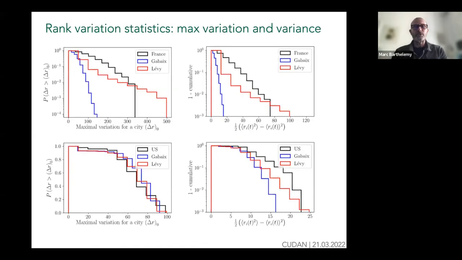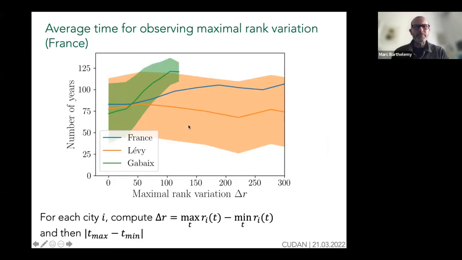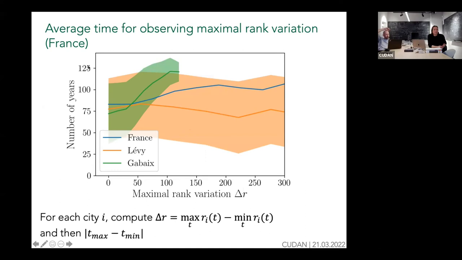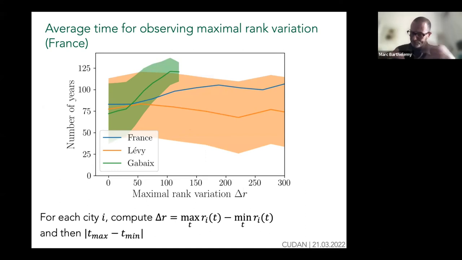So the dynamics I was showing was the rank clock, but let me see this. For example, this is the typical time, the number of years to see some rank variation. So here we looked in France, where we have more than 100 years of data. You just look at the ranks of the cities, and this is something easy to get. And what we showed here is that the standard models are unable to reproduce the large variations we see. For example, in France over one century, 100 years, some cities have seen their rank vary by 300.